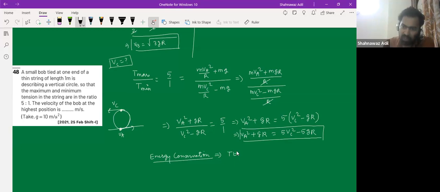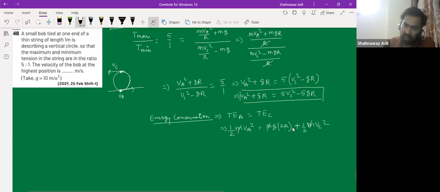So total energy at A would be equal to total energy at C. At A, you only have kinetic energy, half m vA square. At this point, you have mg 2r plus half m vC square, right? So m and m you can cancel.